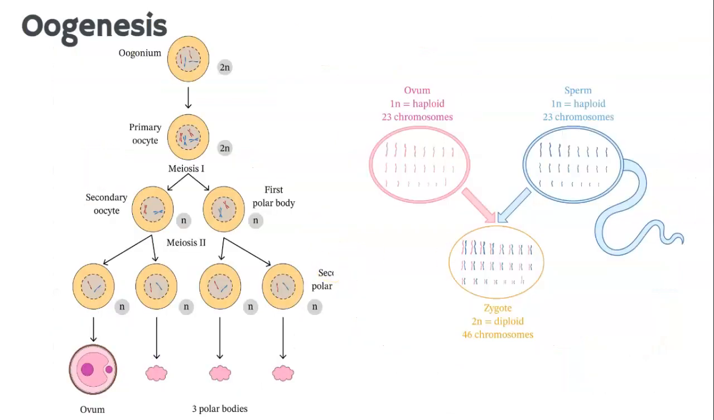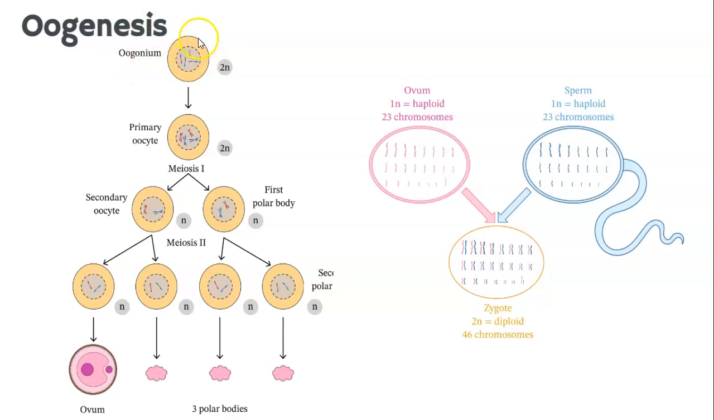So on to the next part, which is looking at a process called oogenesis. Now, oogenesis is the same as spermatogenesis. Spermatogenesis is the creation of sperm. Oogenesis is the creation of the ovum or the egg. You will notice there are a lot of very similar words to spermatogenesis. At the beginning of spermatogenesis, we have a spermatogonium. Here we have an oogonium.